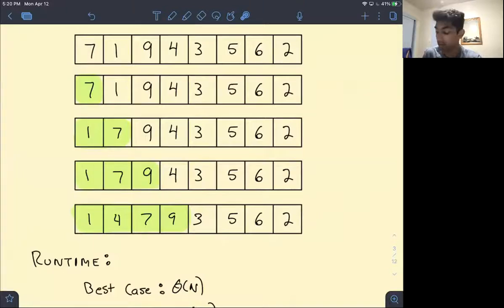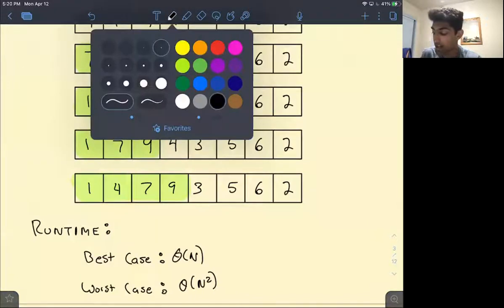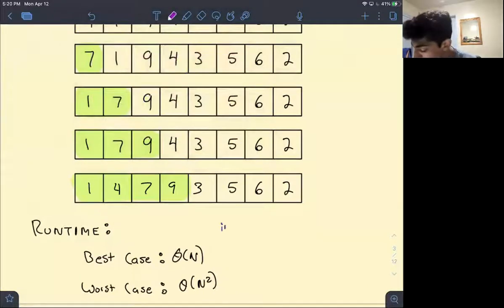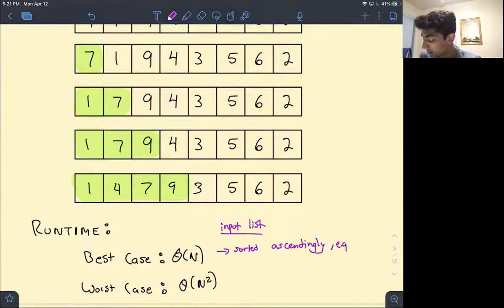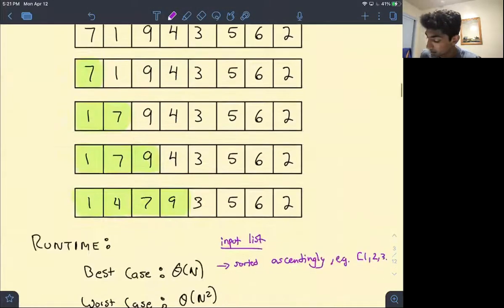So when we think about the best and worst case here, the best case situation is where we don't have to perform any swaps. We don't have to perform any swaps when the input list is in sorted order, sorted ascendingly. How that can look is like 1, 2, 3, and so on.